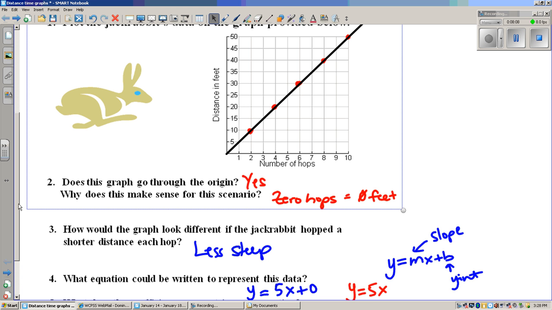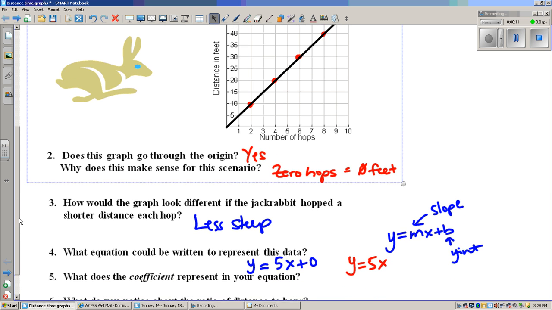Okay, hopefully you got that. All right, what does the coefficient represent in this equation? Our coefficient being 5, what does that 5 represent?